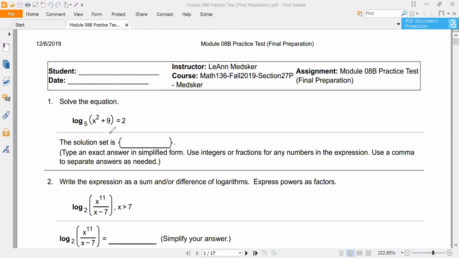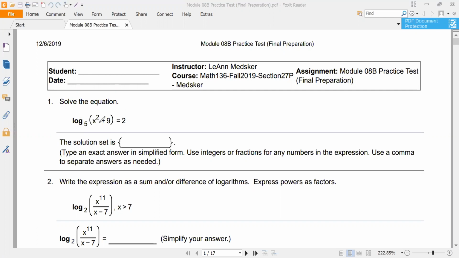So when you're solving a log equation, the first thing you need to notice is whether or not every term in the equation has a log or not. Since there is a 2 here that is not connected to any log by multiplication at all, this is the type where we're going to get all logs on one side, and then we're going to use the definition of a log to turn this into an exponential equation.